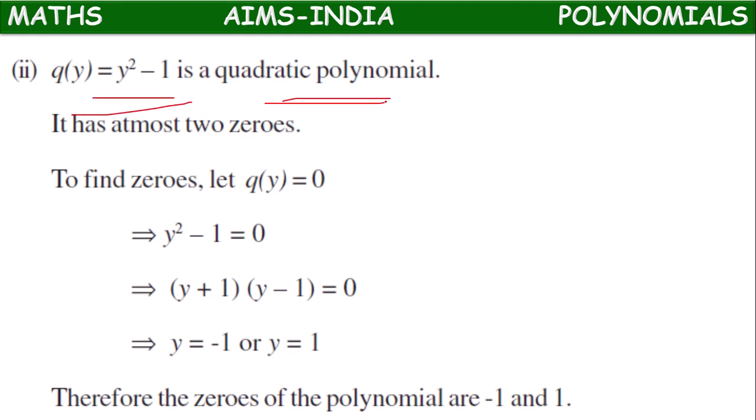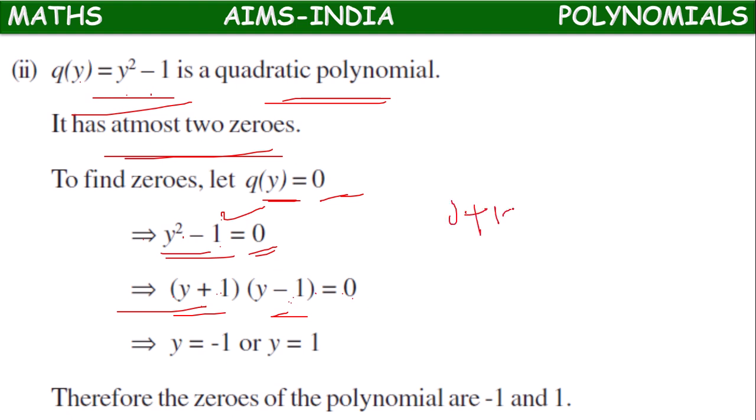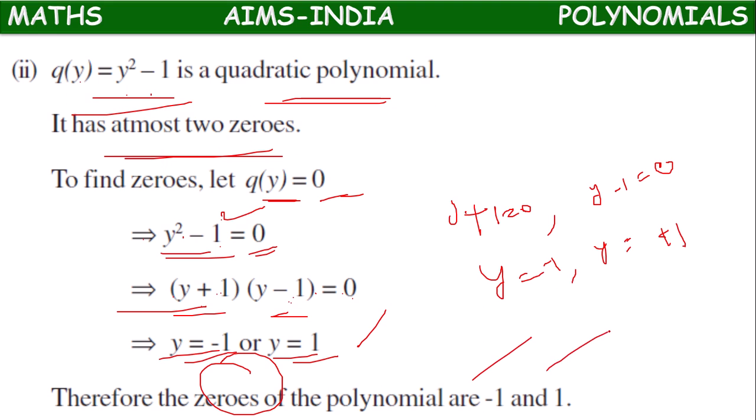Second one, a quadratic polynomial, so it will have two zeros. Given expression equal to 0: y square minus 1 equals 0, which is in the form of a square minus b square, which is a plus b into a minus b. So y plus 1 into y minus 1. The product of these two equal to 0 means the first one equals 0 or the second one equals 0. y plus 1 equals 0 or y minus 1 equals 0, so y equal to minus 1 or y equal to plus 1. These two are the zeros. So the zeros of the polynomial are minus 1 and 1.